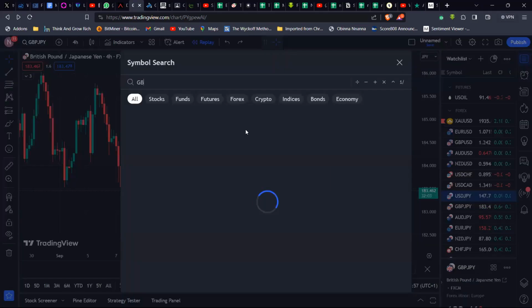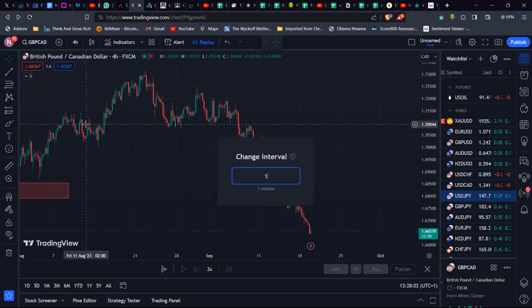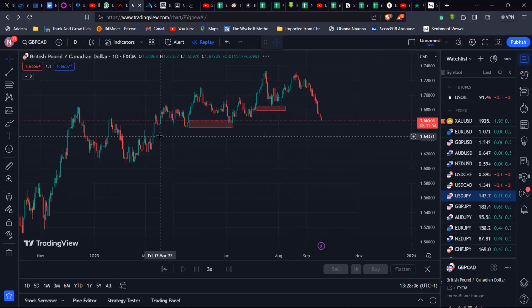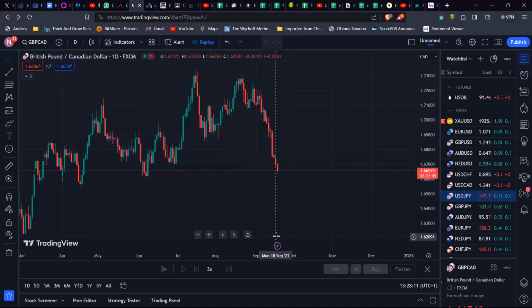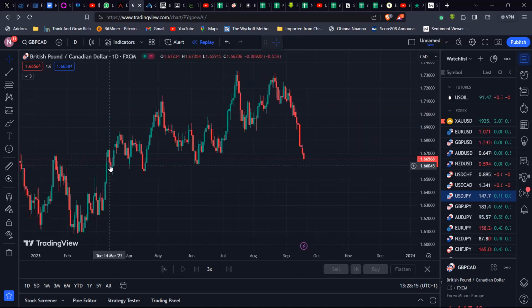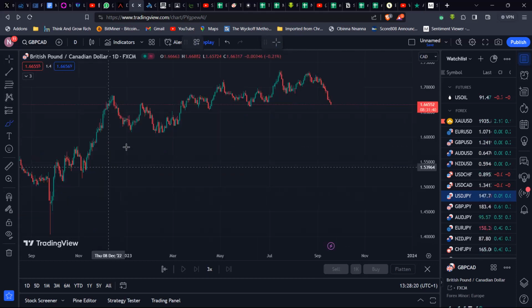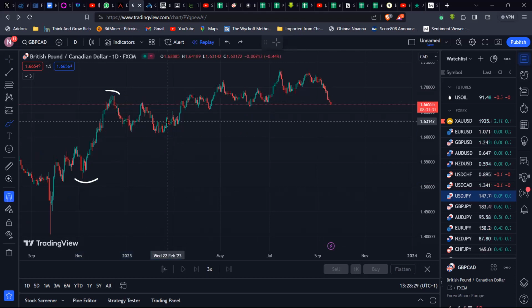Okay, so GBPCAD. What are you doing? You're falling off the face of the earth. This is insane. Okay, so let's review this. We've been very bullish. Where is it coming from? Let's see. We came from this to this, and then we made this low, and then we broke up here.